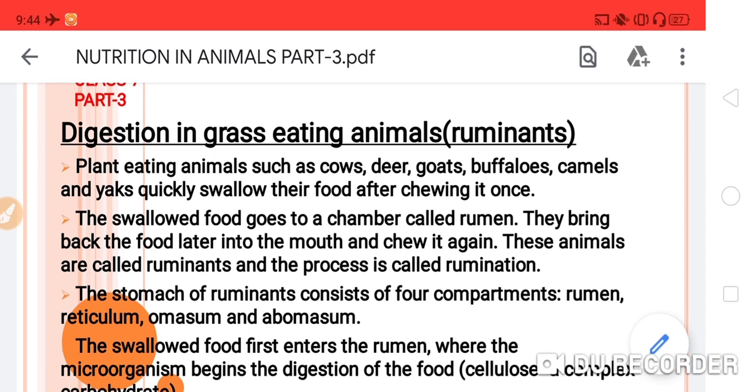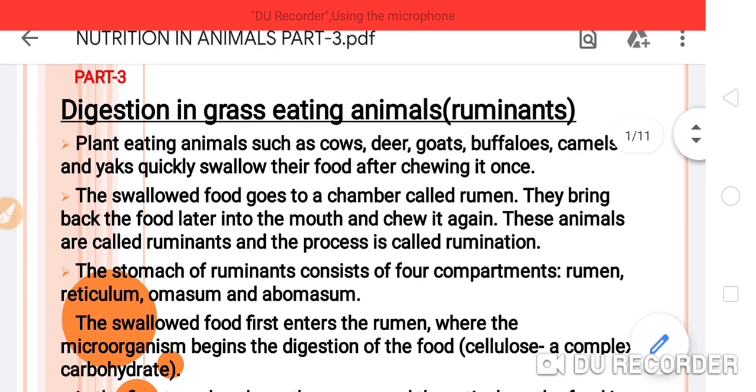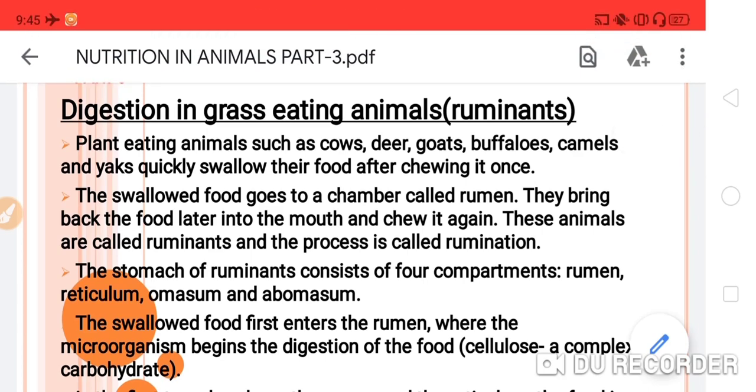Plant eating animals such as cows, deer, goats, buffaloes, camels, and yaks quickly swallow their food after chewing it once. The swallowed food goes to a chamber called rumen. This is a very important part of the animals which are eating grass. They bring back the food later into the mouth and chew it again. These animals are called ruminants, and the process is called rumination.